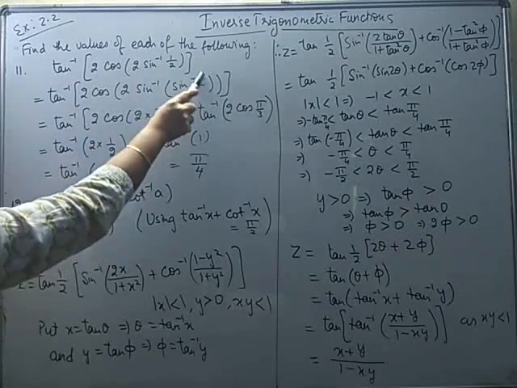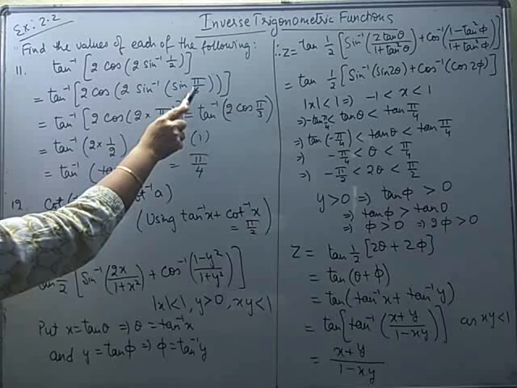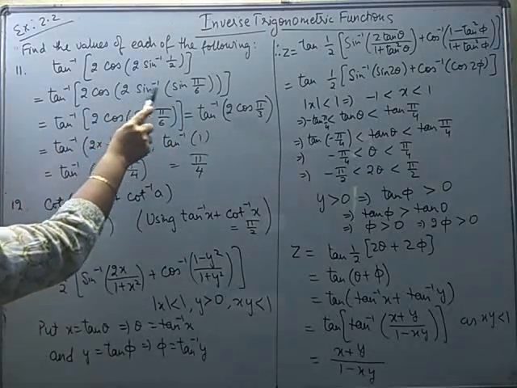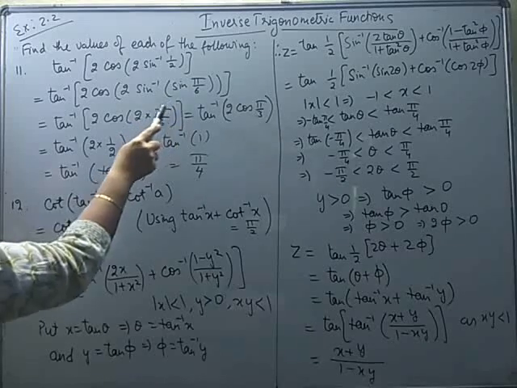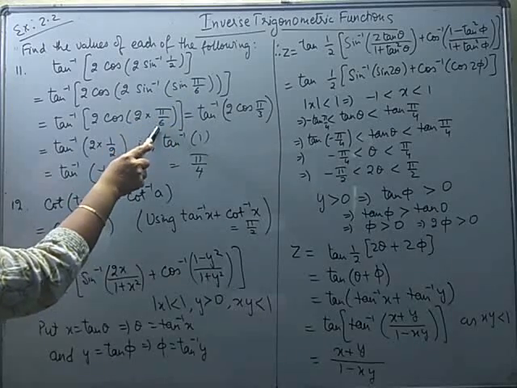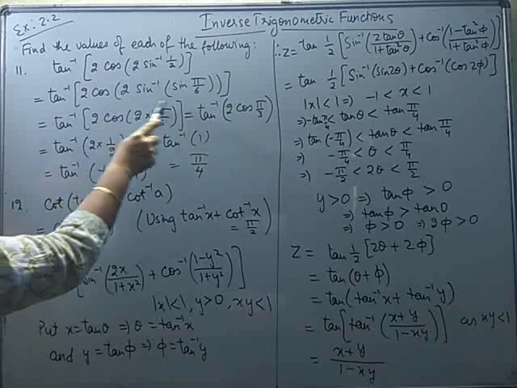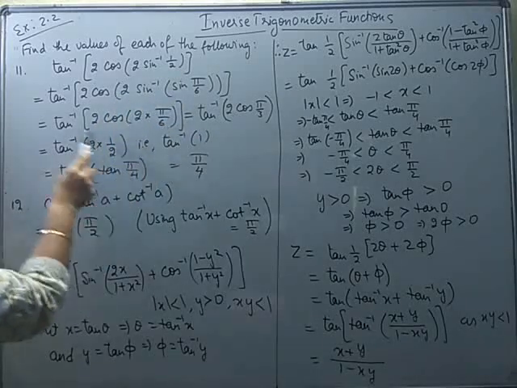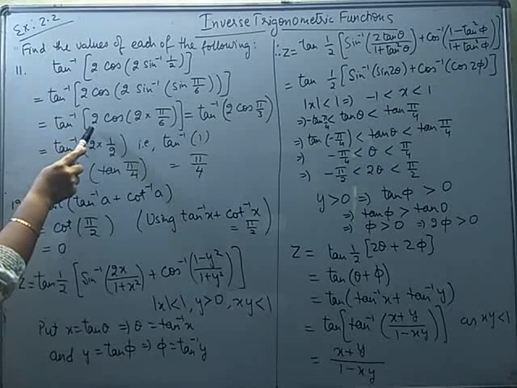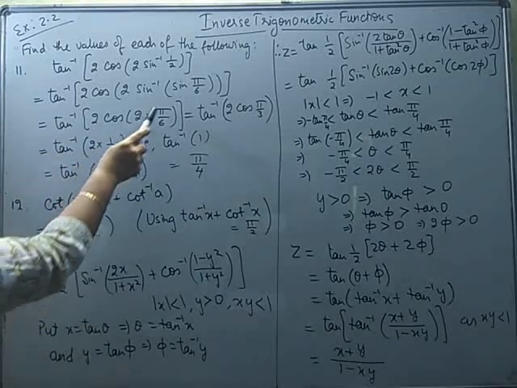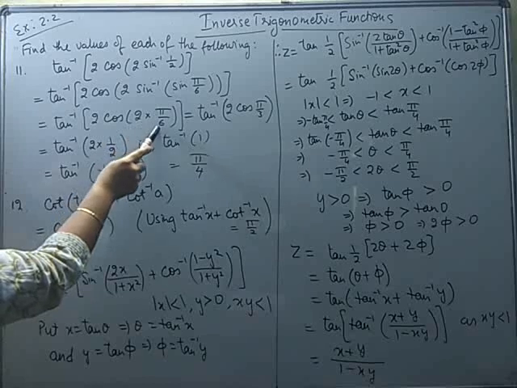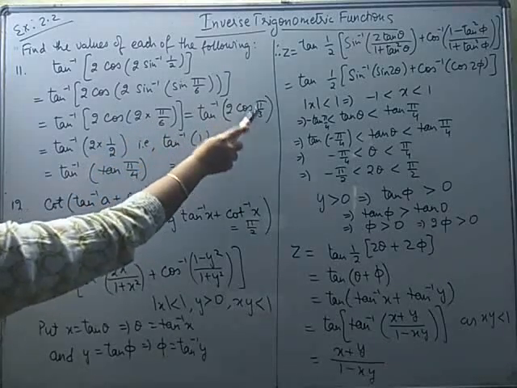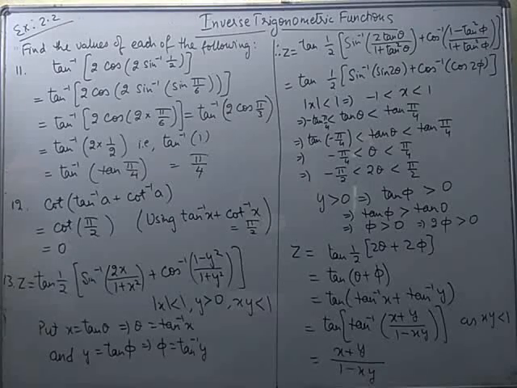Because this value belongs to the principal value branch, which is the closed interval minus pi by 2 to pi by 2, sine inverse sine pi by 6 can be replaced by simply pi by 6. So this entire thing reduces to twice of pi by 6. And our expression is now tan inverse 2 cos twice of pi by 6. Cancelling out the common factor here, we are left with twice of cos pi by 3 in the parenthesis.